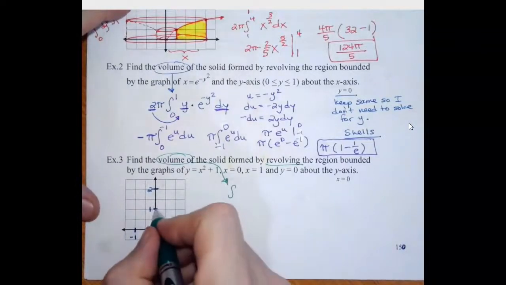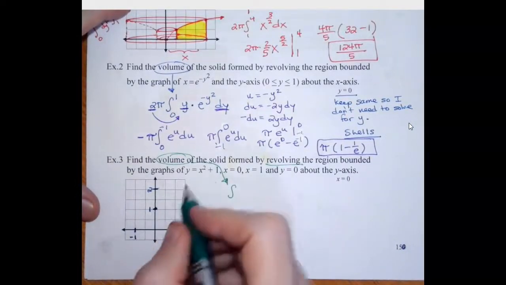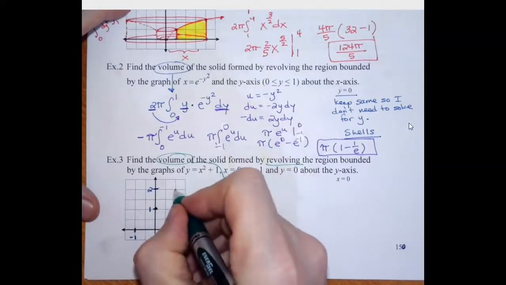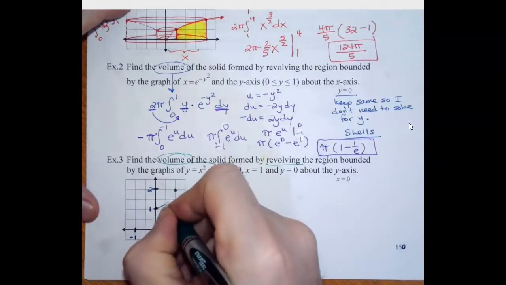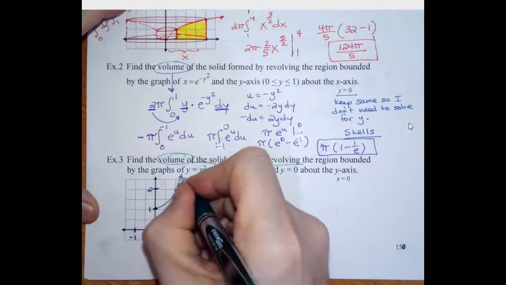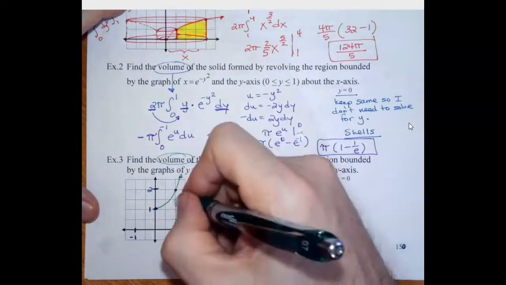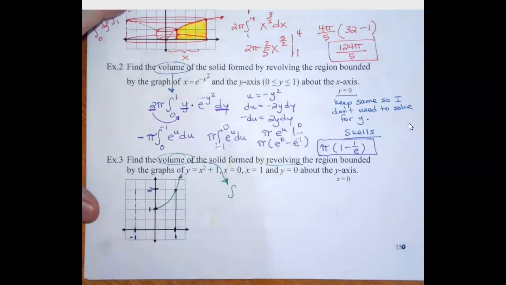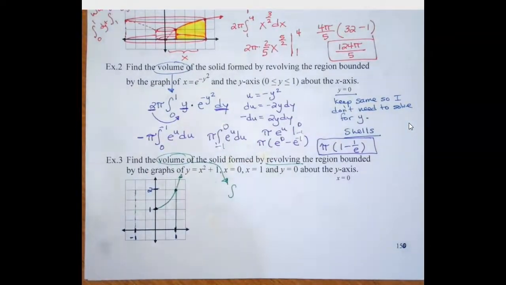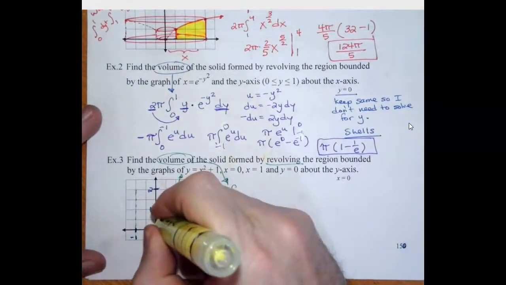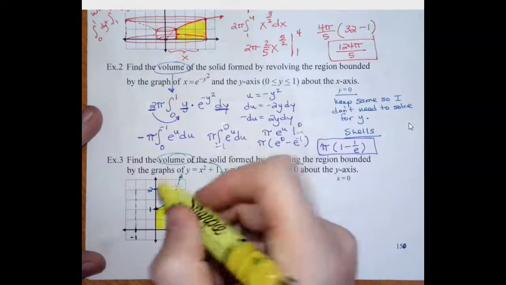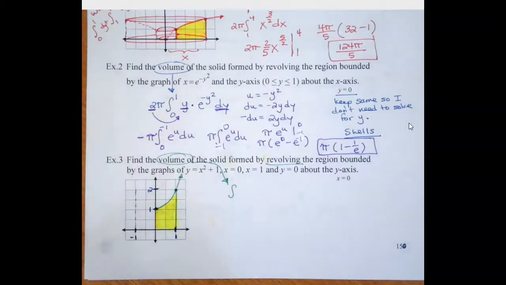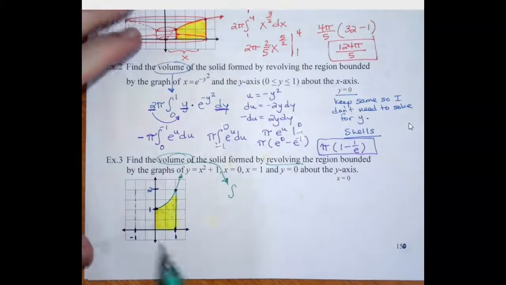Graph these, that's shifted up 1. Notice how I changed the scale here. I went by 1/2. And if we plug in 1 for x, we get 2. So this is like this. And 0 and 1. So we're going from here to here. So if we focus on the area, this is what we're revolving. So we're going to take that and we're going to revolve it around the y-axis.